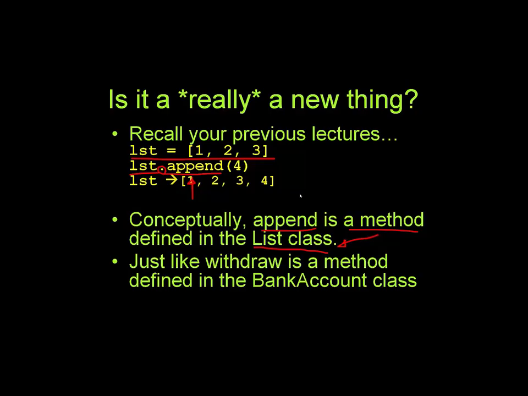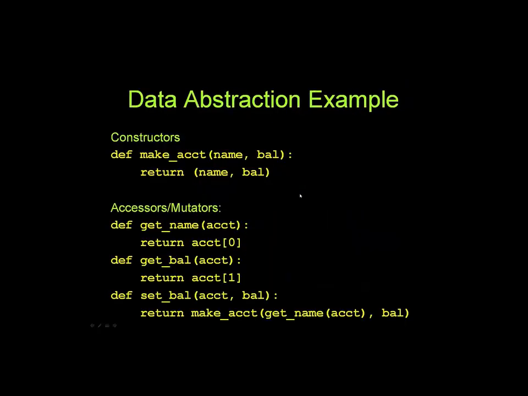Let's take a look at how to connect what we just saw with what we've learned before. In the past, when we just learned about data abstraction, you might do the following. You may create an account, give it a name and a balance, and then you return this tuple, that is a name, the balance. Then you have this bunch of functions which allow you to access and mutate the account. So you can do get name, get balance, set balance. For set balance, we get the name from the account, and then we make a new account, and then we set the balance.